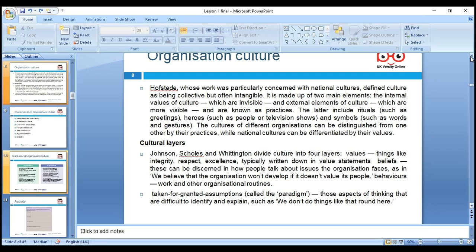Things like integrity, honesty, respect, and excellence are typically written down in the value statement. We can look around at how people talk about the issues in the organization openly. A belief is that the organization won't thrive if it doesn't value its people.